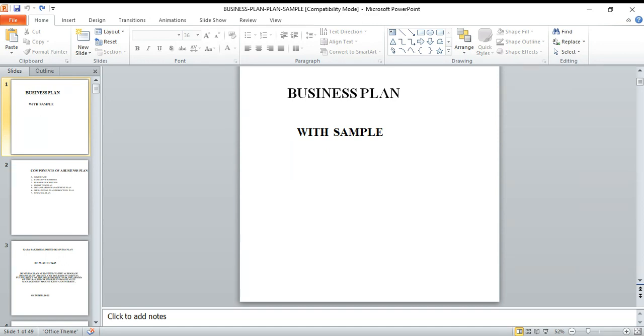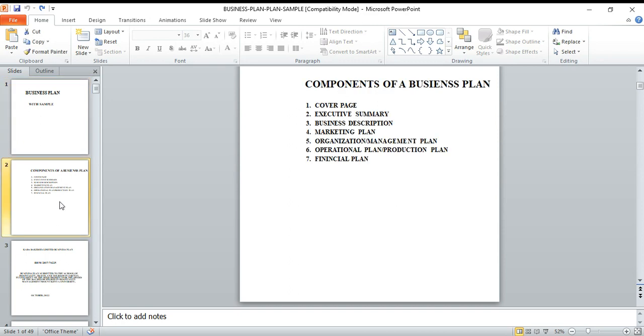But then we have several components of a business plan. When we talk about the components, we are talking about everything that makes up a business plan. First, we have the cover page, the executive summary, the business description, the marketing plan, the organization and management plan, the operational and production plan, and then finally the financial plan. These are the main components, and when you're writing a business plan, you should make sure that these components are included in the business plan. So let's look at each one of them.